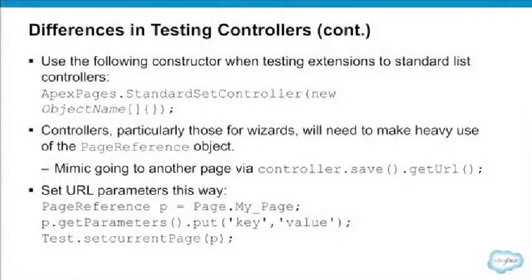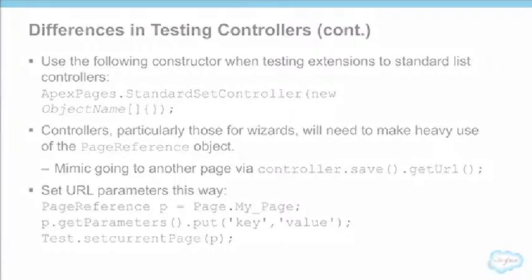The other thing that we can do is test navigation. We can test our navigation by doing assert equals, and we can say, all right, if I call this action method, I should end up on this page.